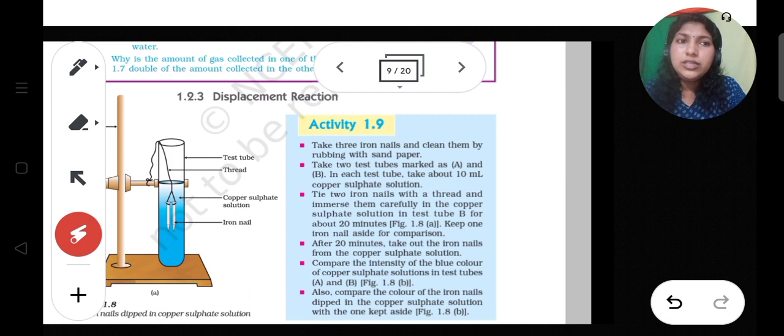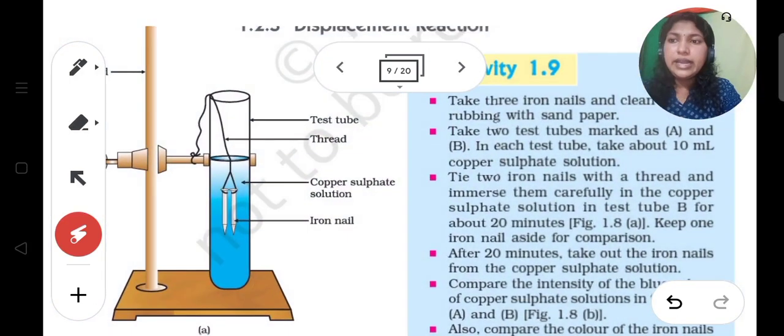It is very simple. Displacement reaction means highly reactive elements can displace less reactive elements. We know that iron is a highly reactive element. Highly reactive elements can displace less reactive elements like copper. In this activity, an iron nail is dipped in a copper sulfate solution. Copper is less reactive than iron, so iron can displace copper from copper sulfate solution.